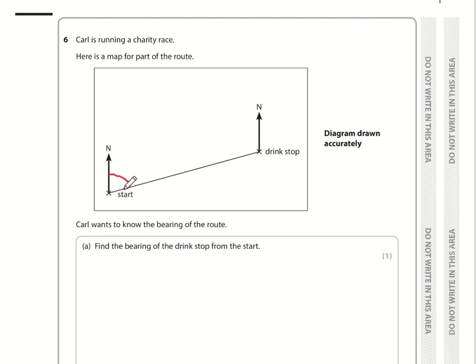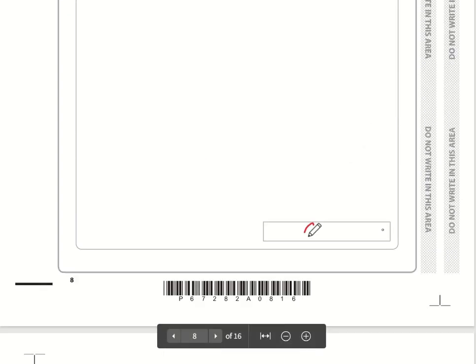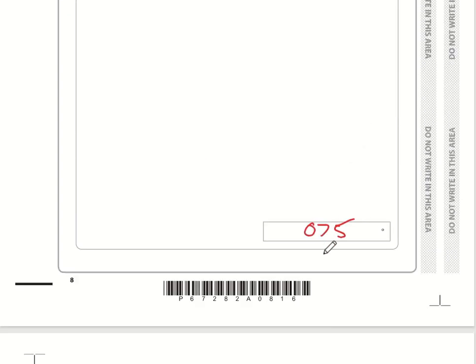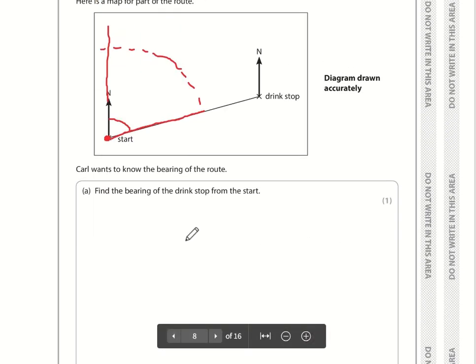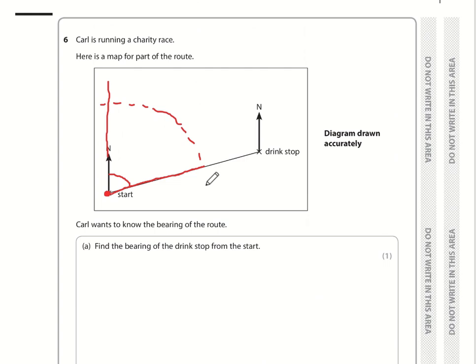So what you need to do is extend this north line upwards, put the center of your protractor there and make sure it lies flat on this line, and then just read the scale on the outside at this point here, and you should get something along the lines of 75 degrees. And as it's a bearing, it's quite common to write it as 3 figures, so 0, 7, 5. Sorry, I can't really demonstrate how to use the protractor, but hopefully that's something that you're able to do yourself.